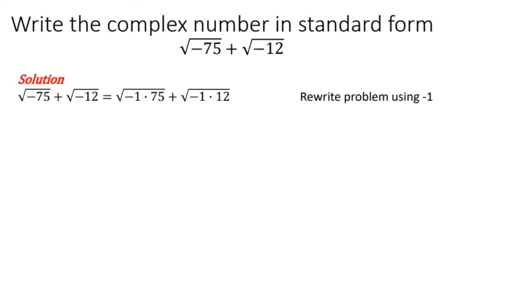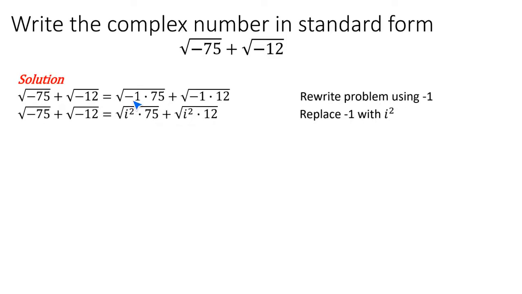All right, so let's try this one. We want to add these together. So the square root of negative 75 plus the square root of negative 12. We'll take care of these negatives first. So I can write them as negative 1 times 75 and negative 1 times 12. Negative 1 is the same as i squared. And so notice here, I just went ahead and replaced that. And now I know that the square root of i squared is i, so I can bring that i outside. And the square root of i squared is i again. So I have 75 and 12.